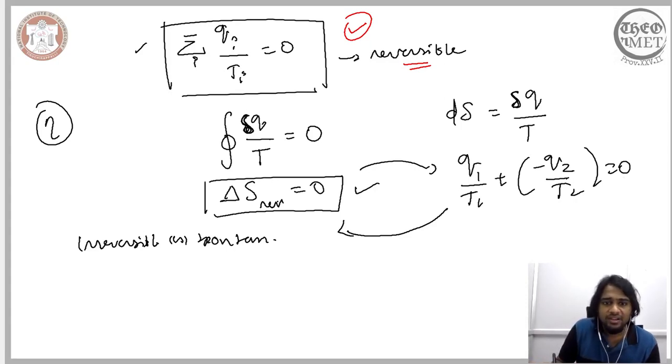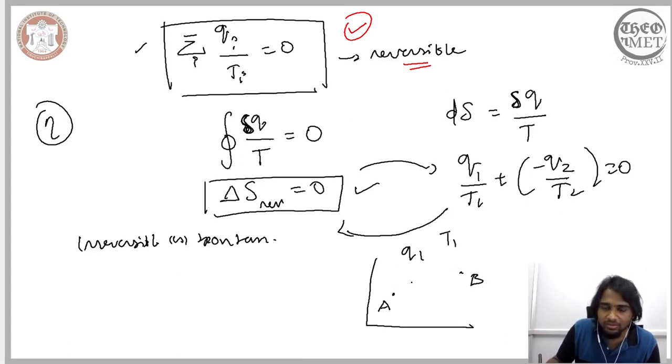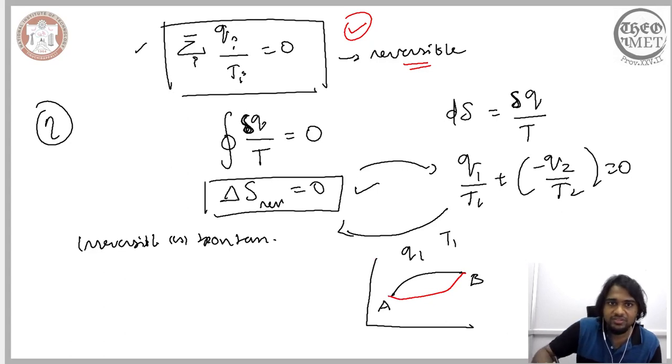Now when you consider this expression and the simplistic cyclic case that we have assumed, you have a system at A, and the system reaches B because of the heat transfer Q1 from the reservoir at T1. Now you have a heat transfer from the system, which is at state B, to a reservoir at T2, and it reaches A. So that is a heat transfer Q2 to a reservoir at T2, and the system goes back to A.